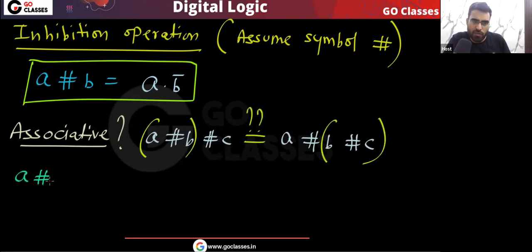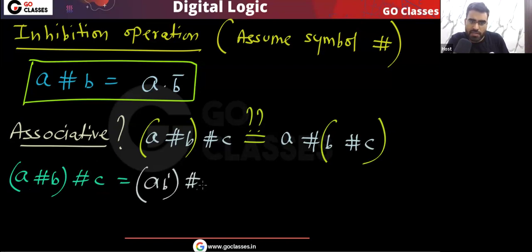First of all, you tell me what will be (A # B) # C. See, this is the first and this is the second, so it will be like this. Let's do the internal part first. This internal thing will be A B bar, then # C. Now this is first, this is second. So it will be A B bar C bar.